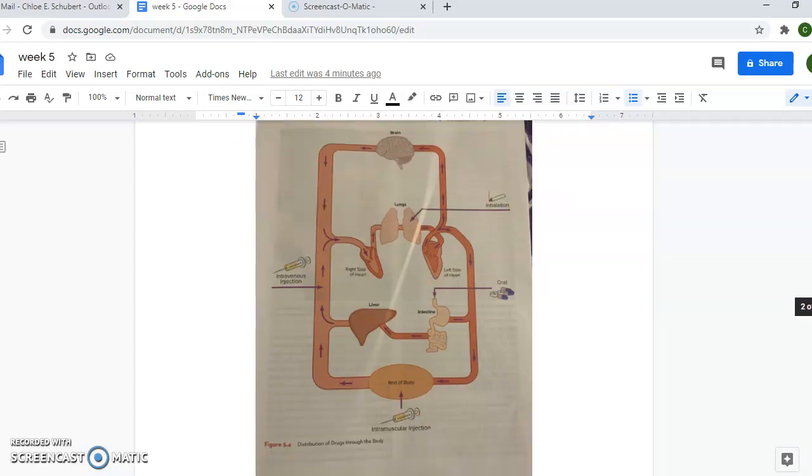This is the picture that was in the textbook. As you can see here, intramuscular injection goes through the rest of the body first, and it can go into the bloodstream. Intravenous injection goes straight into the bloodstream. Inhalation goes straight into the lungs and then into the bloodstream. And oral needs to go through your intestine, then your liver, then into the bloodstream.